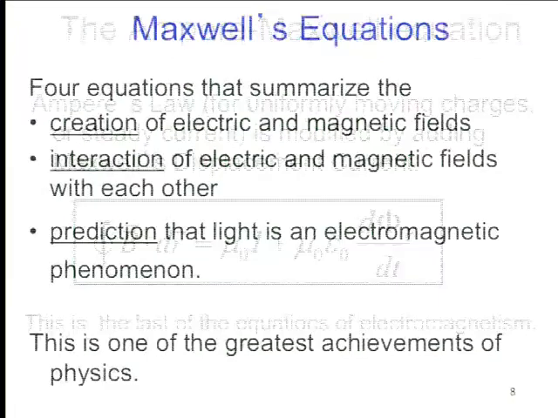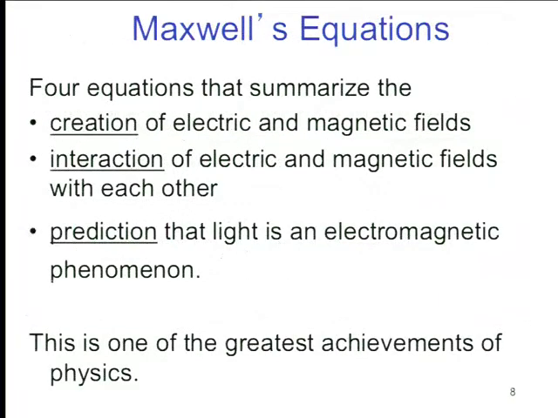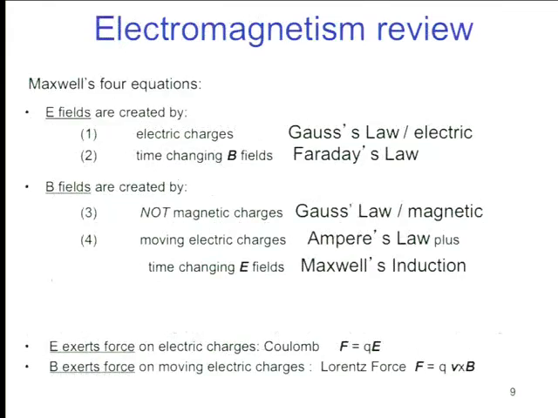And this completes the equations we have for describing the sources of electric and magnetic fields. All electric and magnetic fields that we know about can be explained and understood on the basis of the four equations that Maxwell assembled and added to. So you have the electric fields created by charges and time-varying B fields. That would be Faraday's law.